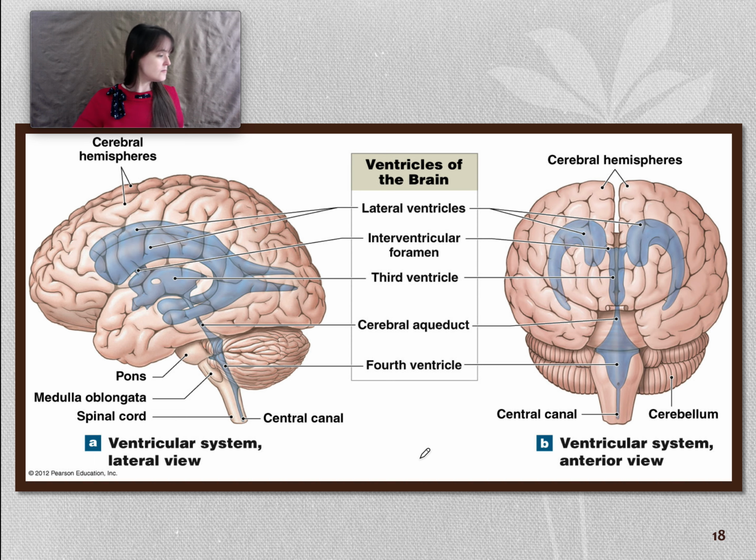Next question, what's CSF? Did I skip CSF? I did. CSF is cerebrospinal fluid, and it is the fluid in and around the brain and spinal cord, which will continue to be relevant for a little while.